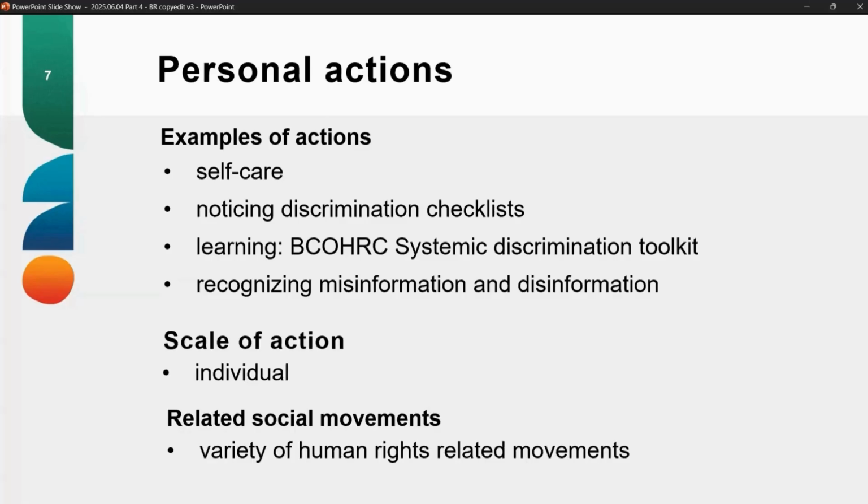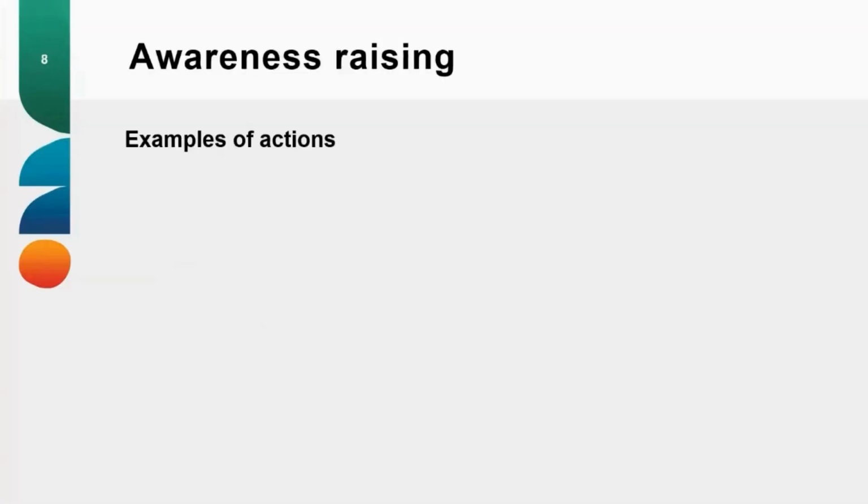With each level of action, we've posted the scale and the scope and the connected social movements on each slide. But because of time limitations, we won't describe these during this session, but they'll appear in your PDF of the presentation and can be used to support reflection when you plan your own actions. Now we'll share a few examples of actions taken to raise awareness of specific issues related to systemic discrimination. Rewrite the Rules is an example of the campaigns BCOHRC has developed to raise awareness about human rights in our province.